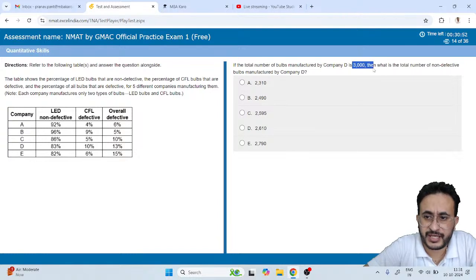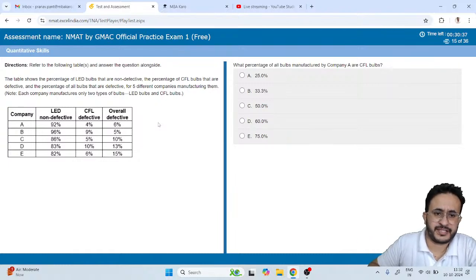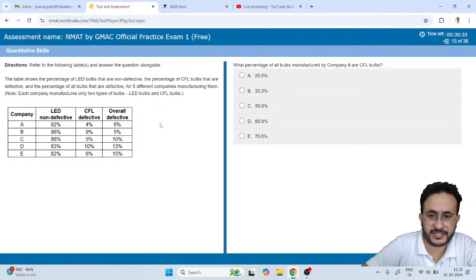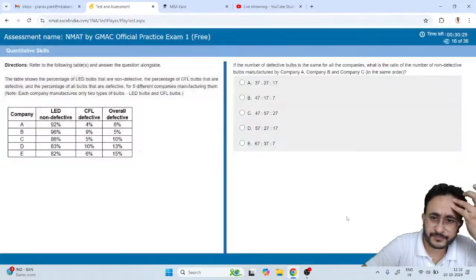So 3000, and you need to find the number of non-defective bulbs. 13% is defective, so 87% is non-defective, 2610. Now we'll catch up the pace. All bulbs manufactured by A are CFL bulbs. So if you talk about A CFL, 4 and 6, we said 8 and 4, so we said 50%, which I showed you in the example also.